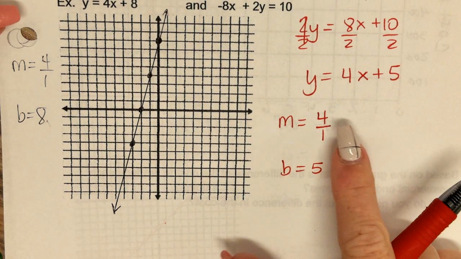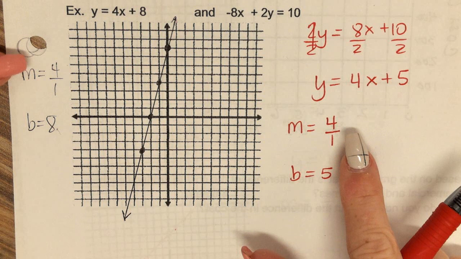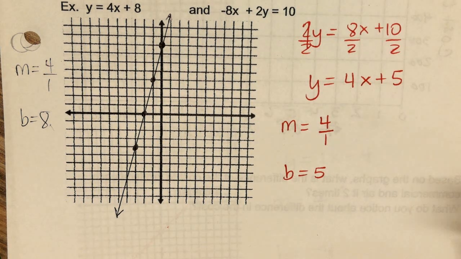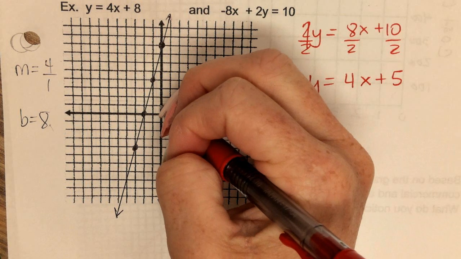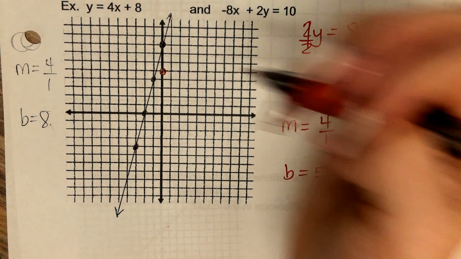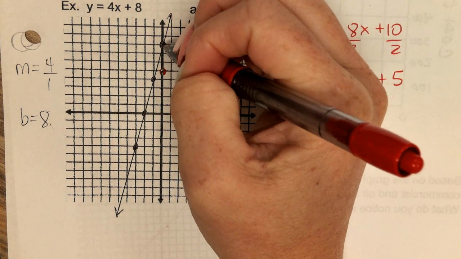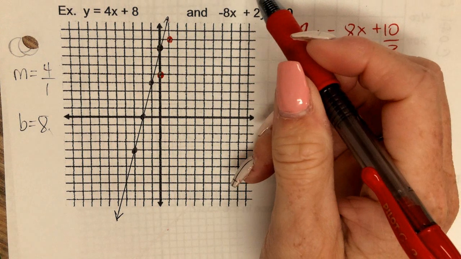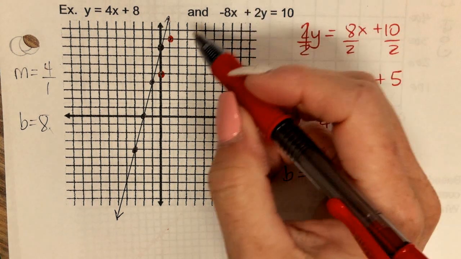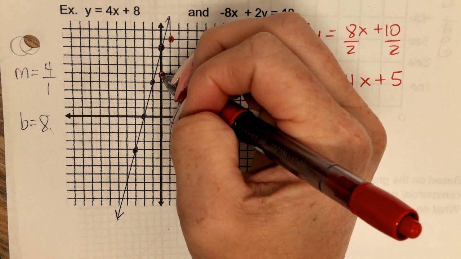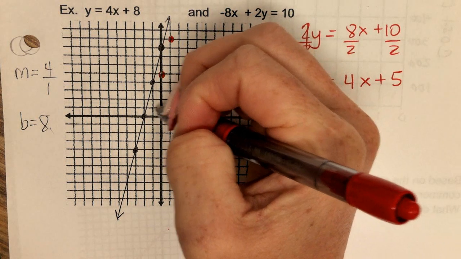Why are they going to be parallel? Because their slopes are the same. Their y-intercepts are different. So I'm going to start on the y-axis at 5. I'm going to go up and right, so up 4, right 1. Can I do any more going up and right? So instead, I'm going to have to go back to this dot and go down and left. So down 4, left 1.